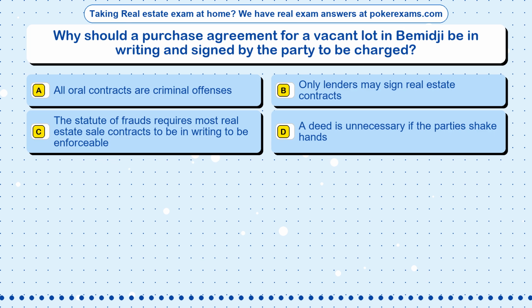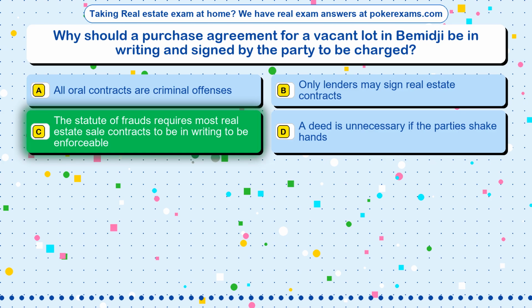Question 43. Why should a purchase agreement for a vacant lot in Bemidji be in writing and signed by the party to be charged? Option A, all oral contracts are criminal offenses. Option B, only lenders may sign real estate contracts. Option C, the statute of frauds requires most real estate sale contracts to be in writing to be enforceable. Option D, a deed is unnecessary if the parties shake hands.